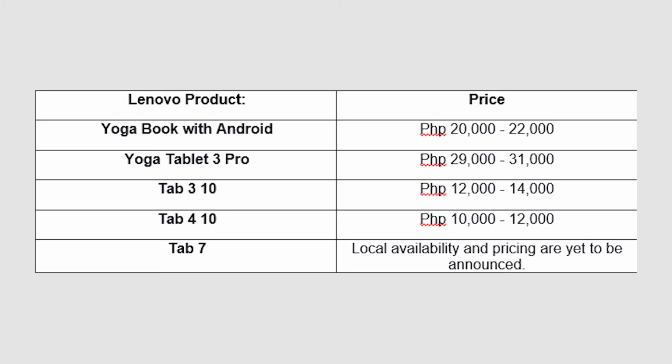Next, we have price. These are the prices of each tablet in their respective series. Yoga Book with Android ranges from 20,000 to 22,000. Yoga Tablet 3 Pro, ranging from 29,000 to 31,000. Tablet 3 10, 12,000 to 14,000. Tab 4 10, 10,000 to 12,000. While the Tab 7 is not yet available in our country.